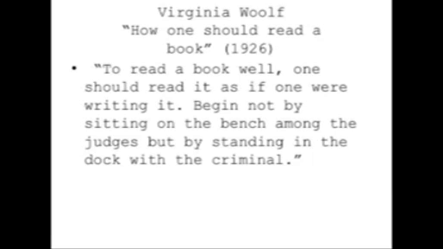And I'd like to keep strategy and effect in view for a moment here, and postpone questions of judgment and meaning as such by quoting from a famous modern novelistic practitioner, Virginia Woolf, who herself in 1926 wrote a lecture for schoolgirls with the title, How Should One Read a Book? In this lecture, she said, to read a book well, one should read it as if one were writing it. Begin not by sitting on the bench among the judges, but by standing in the dock with the criminal.